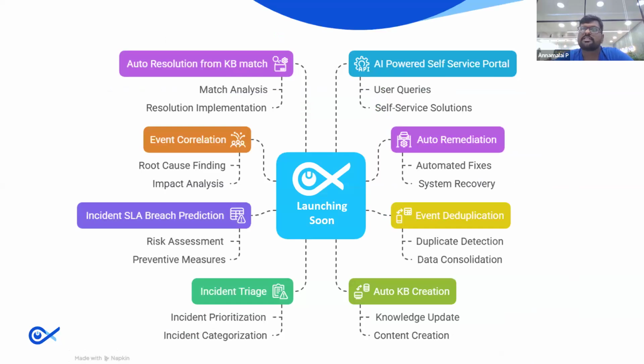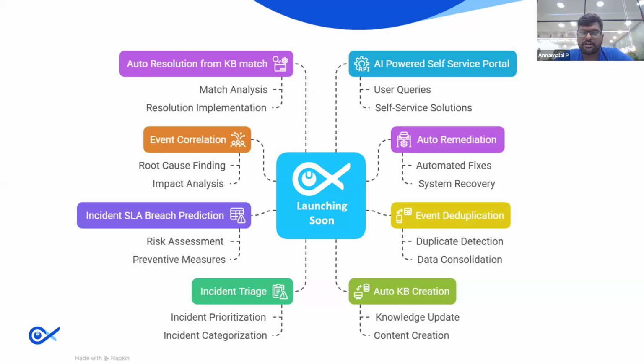Once we have our AI powered self service portal, most of the user queries can be handled by our AIOps platform itself. The first level of response will be from our AIOps platform, and it has a lot of learned knowledge which can be given out as first level of information. Then it can be moved to different levels of engineers as well.